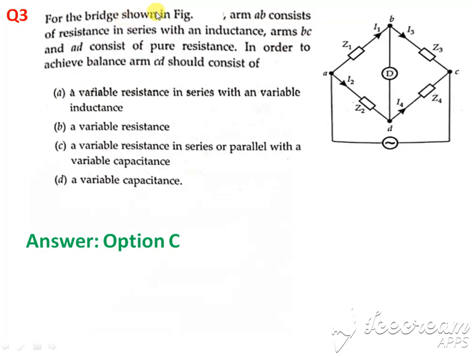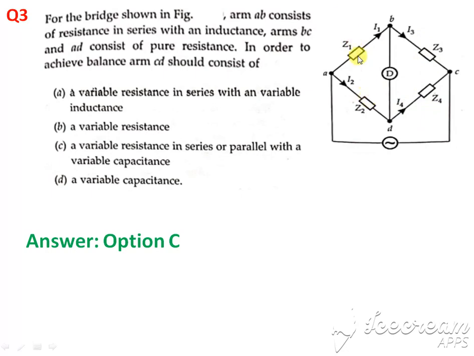For the bridge shown in figure, the arm AB consists of resistance in series with inductance. Arm BC and AD consist of pure resistance. In order to achieve the balance, arm CD should consist of what? The given statement is this is series combination of RL. These two are purely resistance. So in order to get the balance condition, what is the combination of Z4?